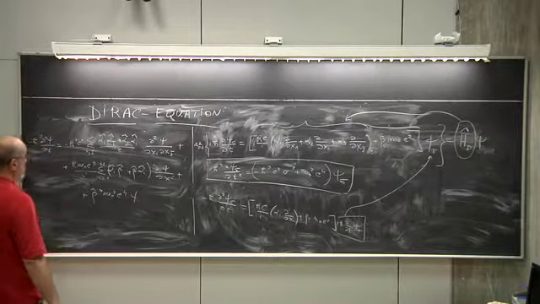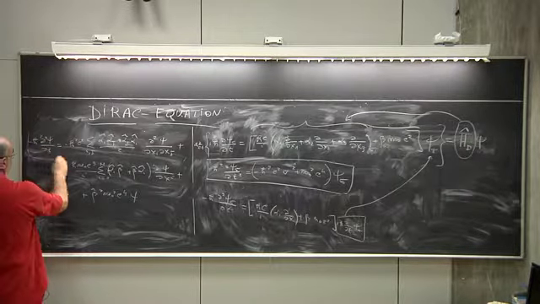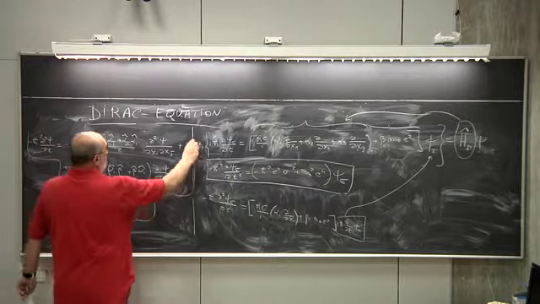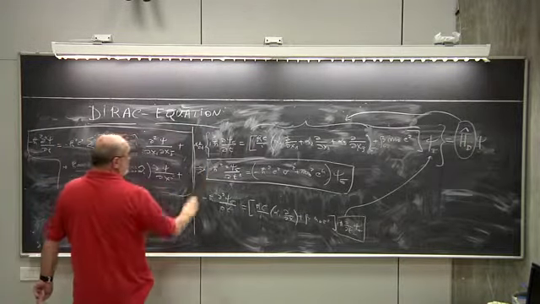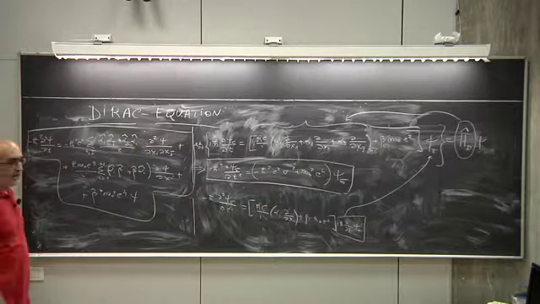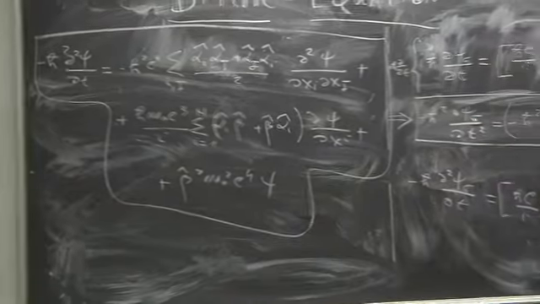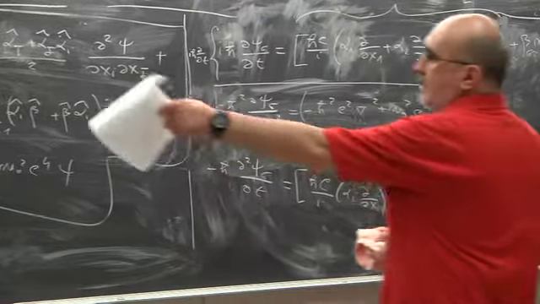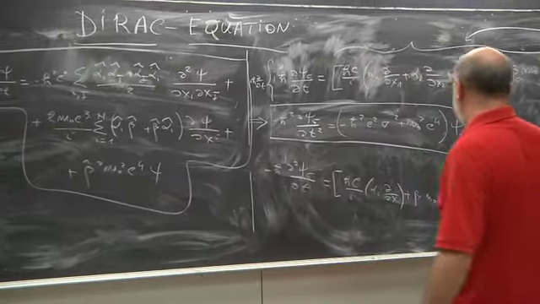Okay. Now, we want this equation, that is the second order equation, to be this. Right? But if you want this equation to be this, the coefficients have to satisfy some relation.